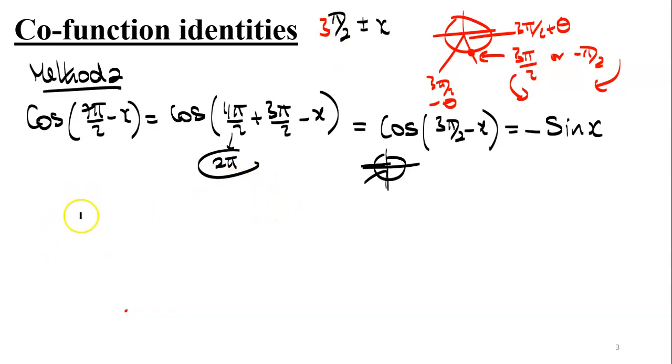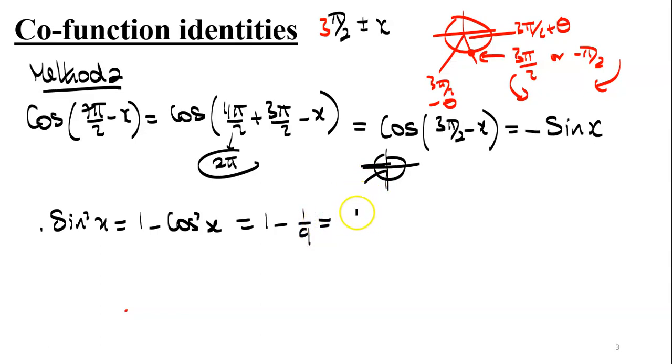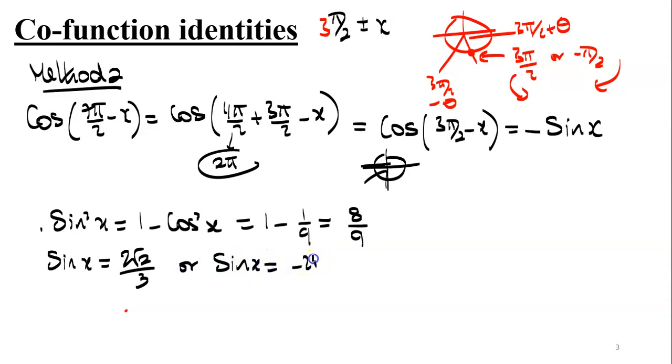So now to wrap up this example, let's just find sine. We know that sine squared, that's an x here, it's not a theta, so sine squared is 1 minus cosine squared, and we know that cosine is given to be 1/3, so it's 1 minus 1 out of 9, which is in fact 8 out of 9. So sine x is in fact 2 square root 2 over 3, or negative 2 square root 2 over 3.